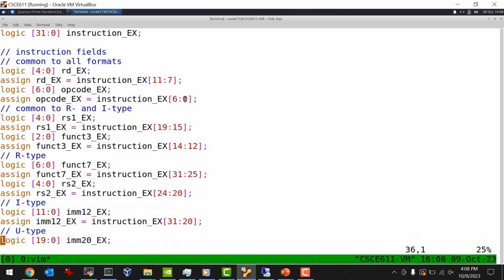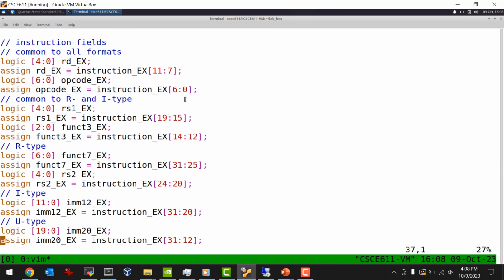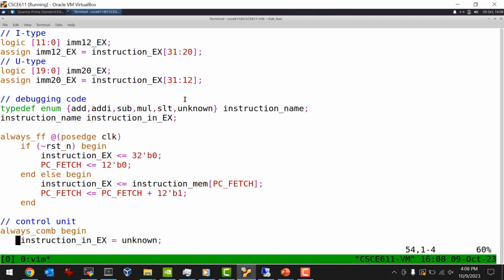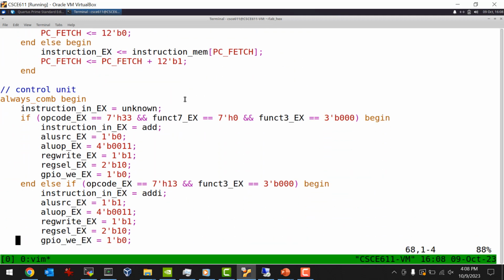So this is actually the decoder code right here. I just used the assigns in here to break these signals out. For example, func3 is instruction bits 14 down to 12, right? And then the control unit is just an if then else.